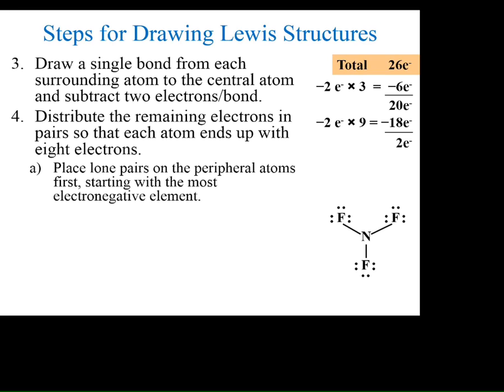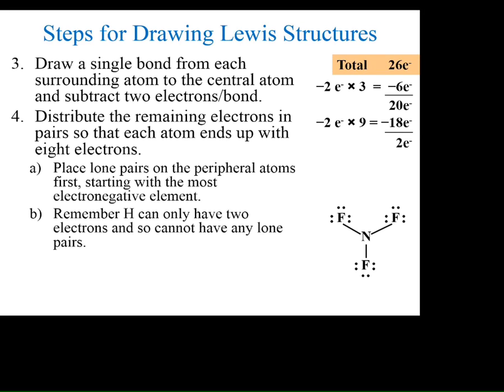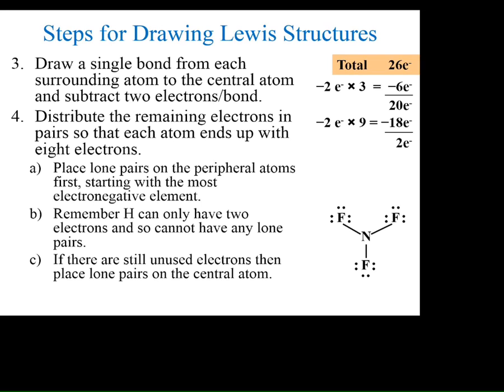Well, the next 2b says, don't forget hydrogen can only have 2, so don't give it any more than 2. It says if you still have any left, and we do, we still have 2 left, we're going to give them to the center atom. So how many right now does the nitrogen have next to it?